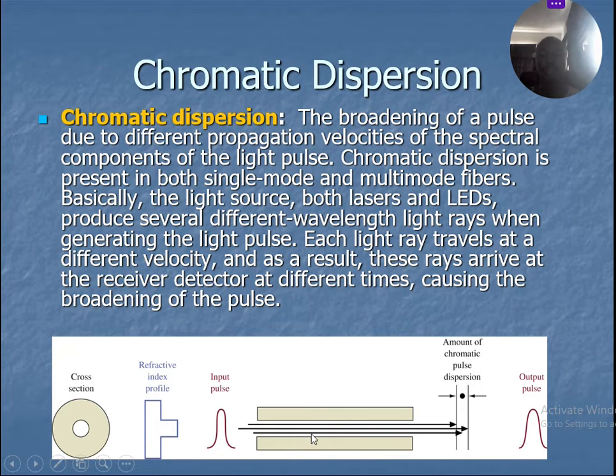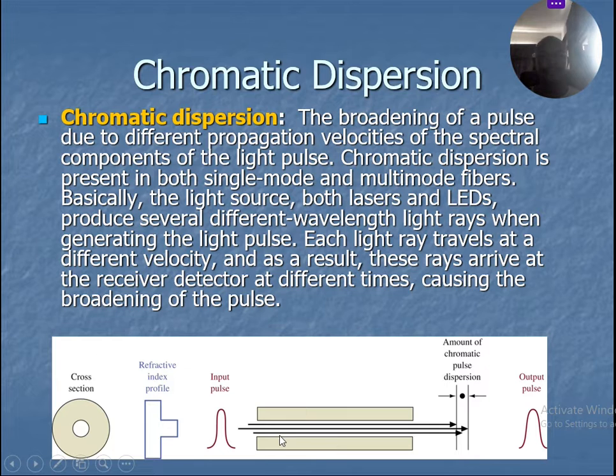You know, the ratio of these velocities is the refractive index. It can be defined as the speed of light in one medium over the speed of light in the other one. Okay, it becomes the refractive index. So in a simple way to explain this, we say the broadening of a pulse is due to different propagation velocities of the spectral components of the light pulse. Why do we say spectra? Spectrum is singular, spectra is the plural. So when you say spectra, you are considering different rays of it.